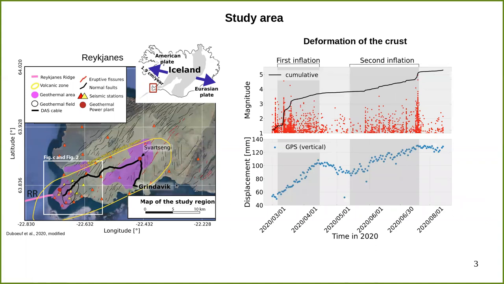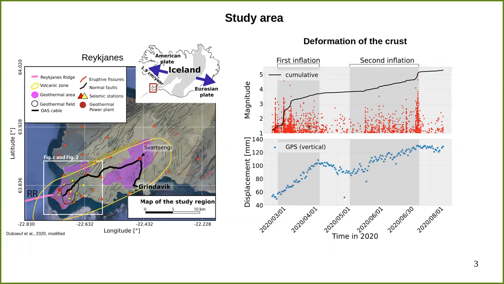Here, I show the time period between March and mid-August of 2020. The blue dots show the vertical component of a GPS instrument. We see that between March and April, as well as between mid-May and mid-June, an uplift of the crust, also called inflation, was measured. So these time periods are marked in gray. Each inflation period is followed by deflation or subsidence of the crust and associated with an increased seismicity.